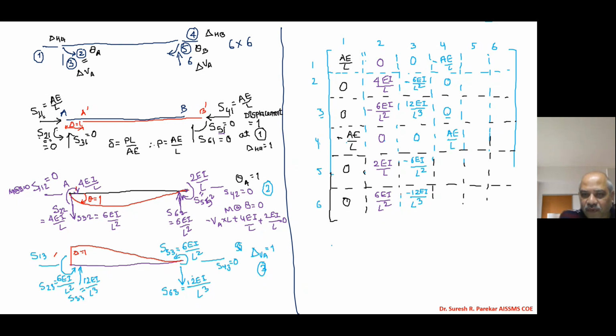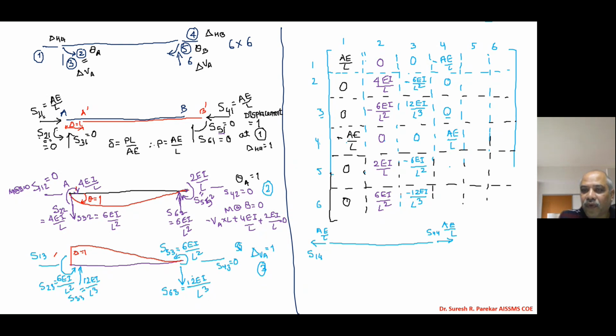Now how will we get S44 as AE by L? Just so you understand, this will be 4. We have to apply unit displacement over here, and this will be AE by L, and the reaction goes the reverse way, which will be AE by L. Equal and opposite, and therefore we have S at 1 due to 4 as minus AE by L, and S at 4 due to 4 we have plus AE by L.